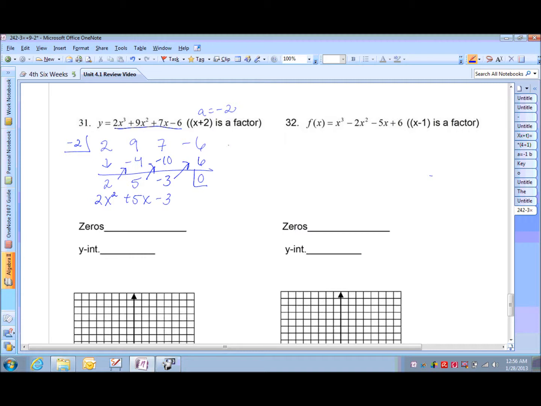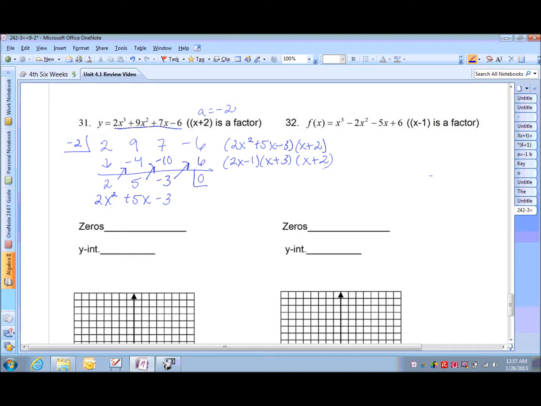Okay, so 2x squared plus 5x minus 3 times x plus 2 is partially getting our polynomial in factored form. So the last thing we need to factor out is the 2x squared plus 5x minus 3. And you could use a slip-inside method on this one, but it comes out to be 2x minus 1 times x plus 3 times x plus 2.